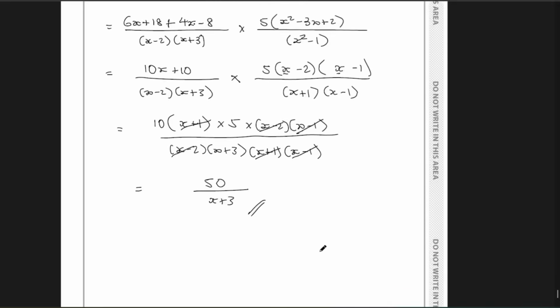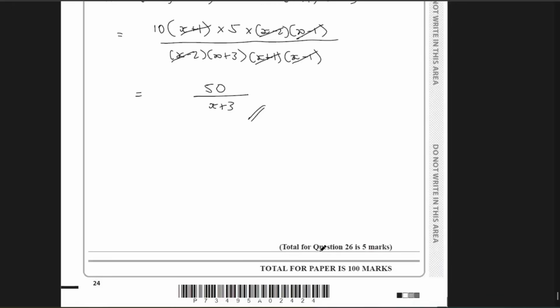And this is the end of May 2024, paper 1R for Maths B.